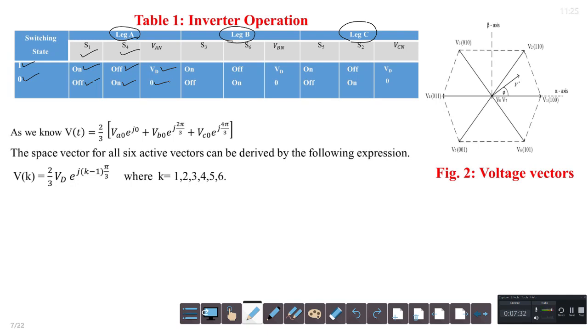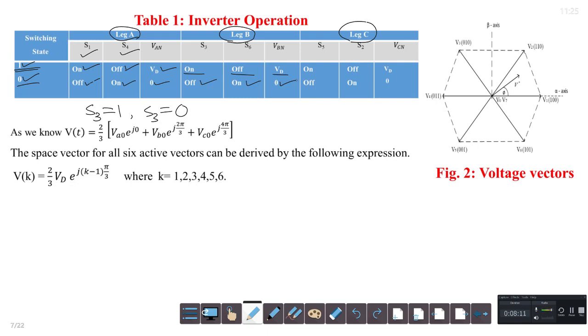Similarly for phase leg B, let us say switching signal S3 is 1, that means S3 is on and S6 is off, and the output voltage of phase B with respect to the negative DC bus is Vd. And when S3 is 0, that means S3 is off and S6 is on, and the output voltage of phase B with respect to the negative bus is 0. Similarly for phase C.